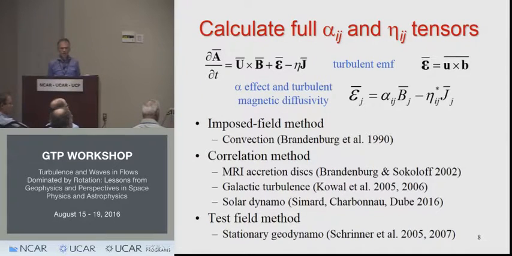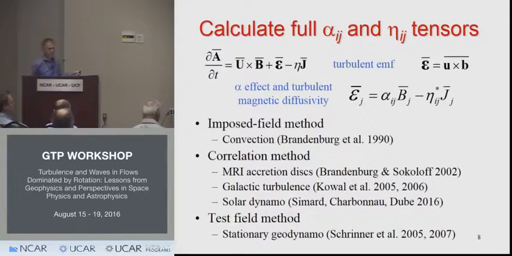Ignoring, first of all, non-locality, there are various methods that have been used in order to calculate, first of all, alpha, and perhaps even the turbulent diffusivity. One is the so-called imposed field method. One imposes a certain field, one forgets about the current because the imposed field is uniform, and measures the electromotive force from the simulation, and thereby calculates alpha. This is limited in the sense that one does not have a way of calculating the turbulent diffusivity. Somewhat improved methods include both sets of coefficients, because both are in general tensors.